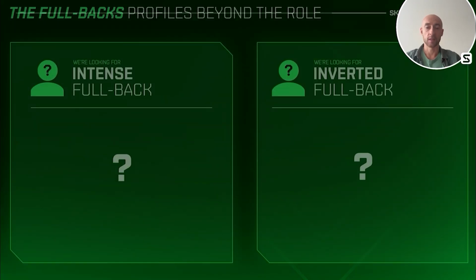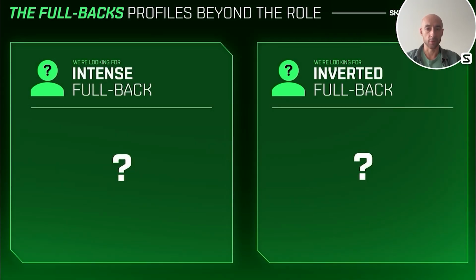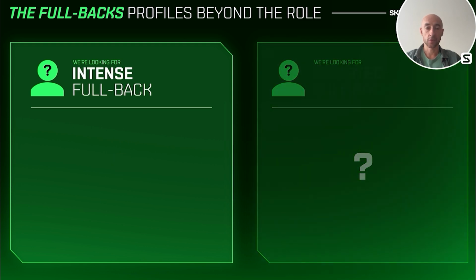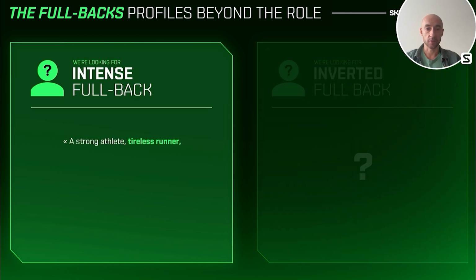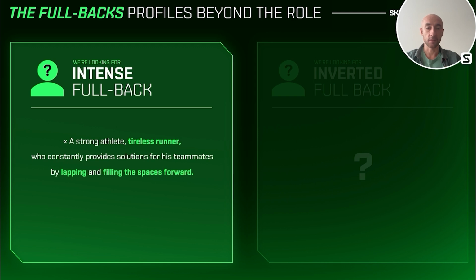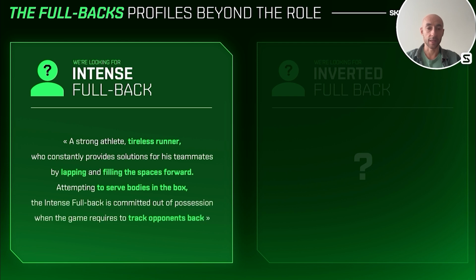For this specific example, we have selected two quite opposite profiles, the intense fullback and the inverted fullback. So what do they do? The intense fullback is a strong athlete and a tireless runner. He constantly provides solutions for his teammates by overlapping and filling the spaces forward. He attempts to serve bodies in the box and is committed out of possession when the game requires him to track opponents back. So how do we actually track and measure all of these football-specific behaviors useful in a scouting process?